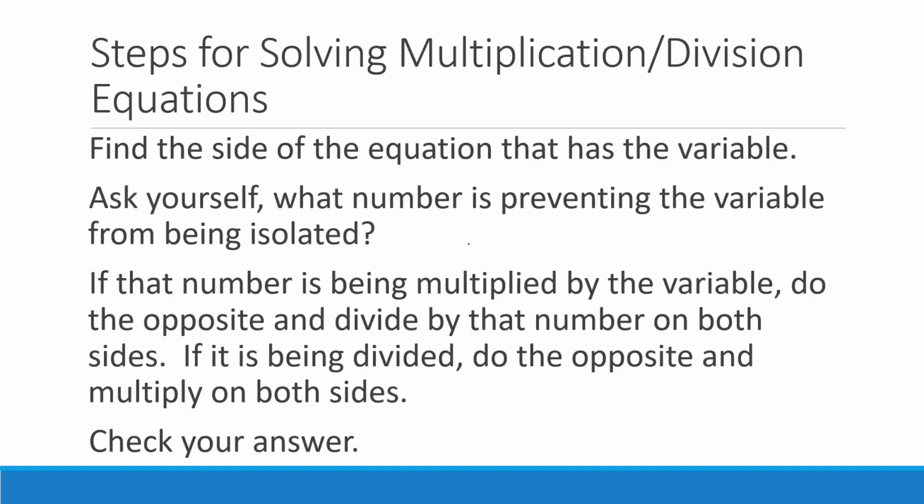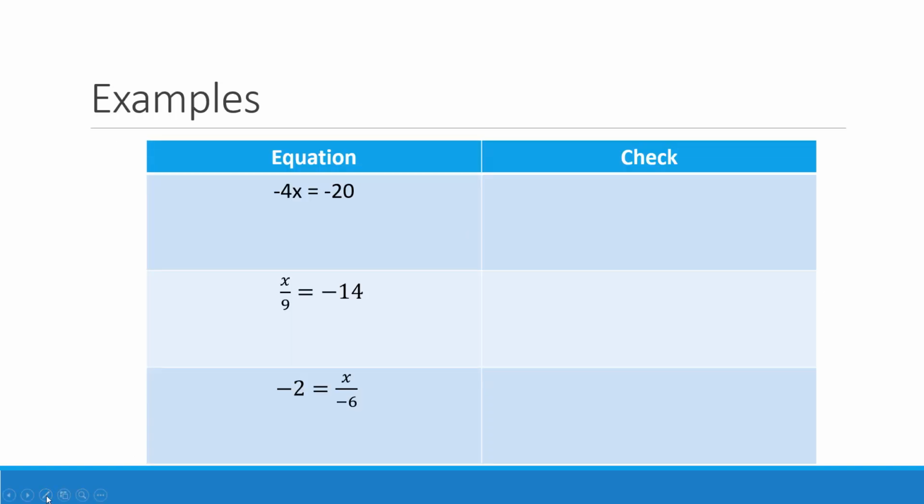Now to solve multiplication and division equations, it's the same concept. Find where the variable is, ask yourself what's preventing it from being isolated. Now if that number is being multiplied, you're going to do the opposite operation, which is divide. If the number is being divided, you're going to do the opposite operation, you're going to multiply. Then of course you can check your answer. So let's look at some examples.